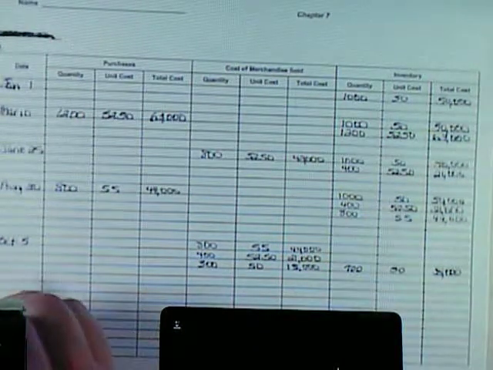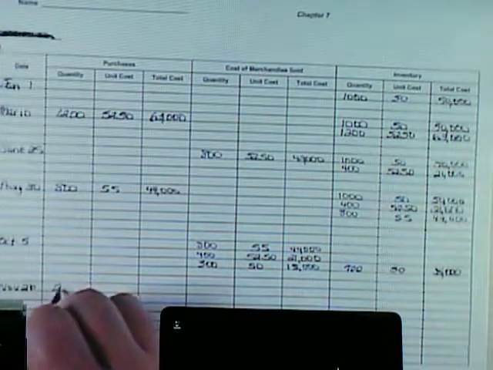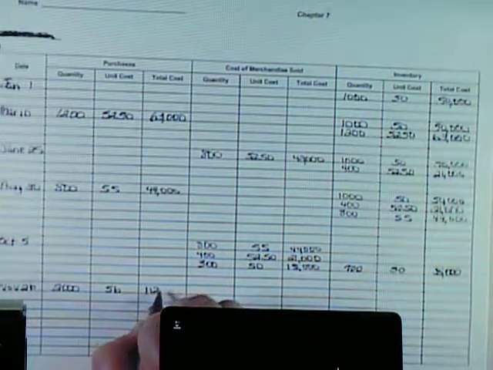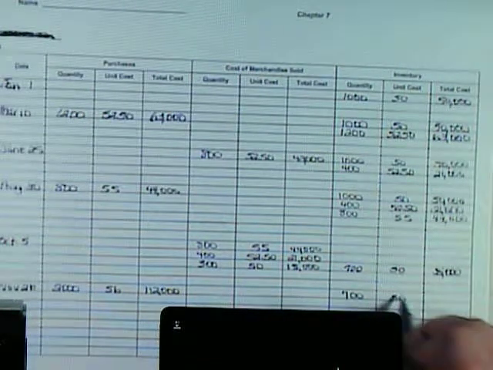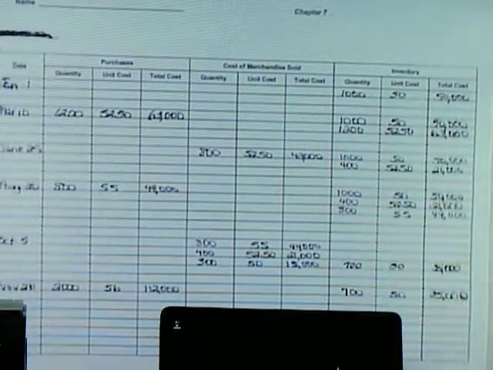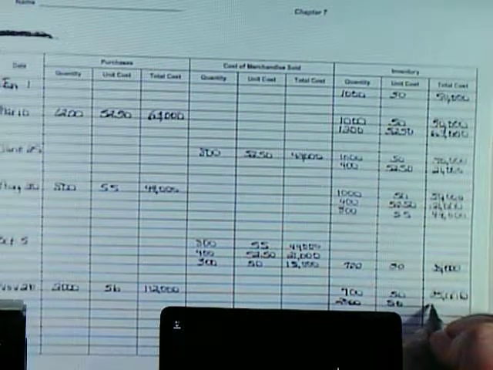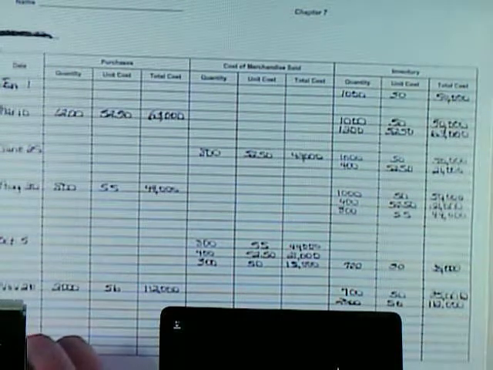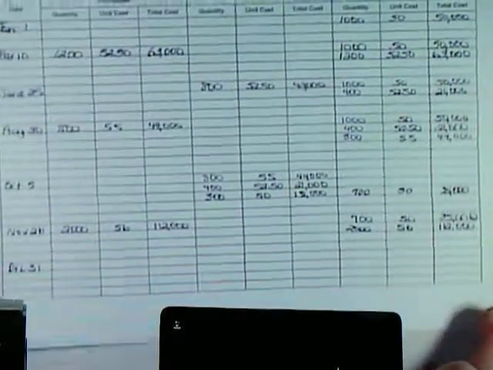Okay? On November 26th, I need to purchase 2,000 units. They cost me $56 each for $112,000. I'm going to come over here and bring my inventory down, 700 units at $50. Oh, put in my new 2,000 I just bought. So on December 31st, slide this up just a little bit so everybody can see that.